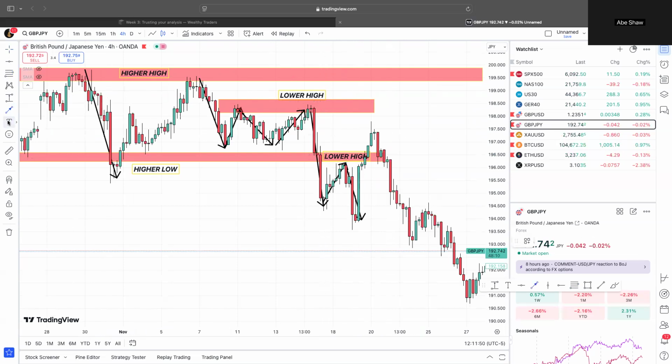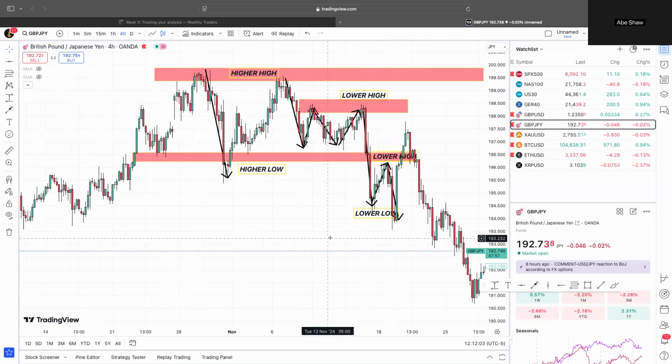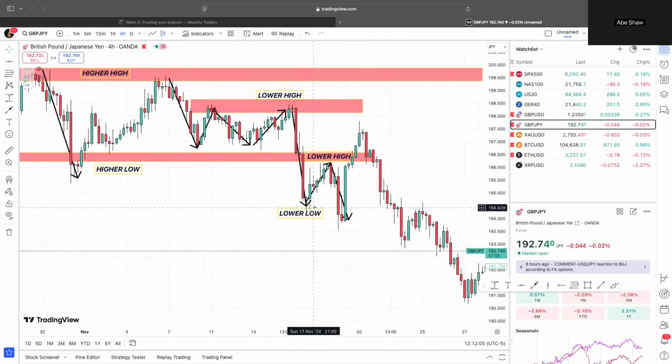This area right here is called a lower low because it's lower than the previous low. The previous low at the time was the higher low right here, right? So it broke that structure and now it's a lower low. This is your indication, letting you know that you're in a downtrend, right? So keep that in mind.